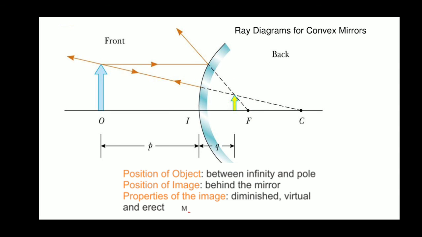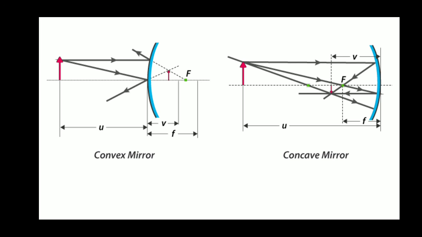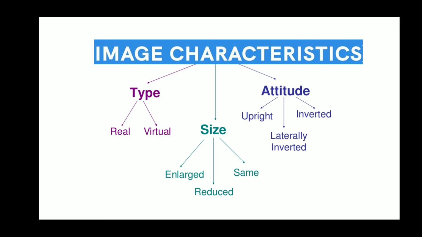So in the case of a convex mirror, you have only two cases. In both cases you get a virtual, erect, diminished image, and all the images are formed on the other side of the mirror. All the virtual images in the case of a mirror are formed on the other side of the mirror. So here is a quick comparison of convex mirror and concave mirror, showing how the rays are considered.